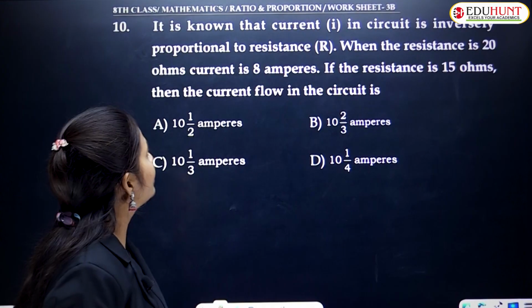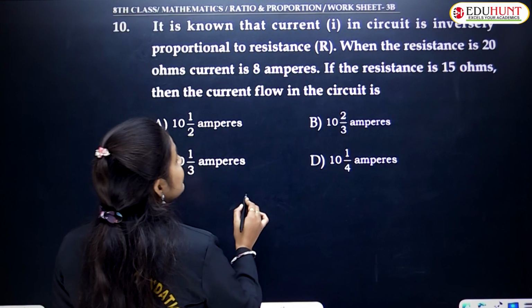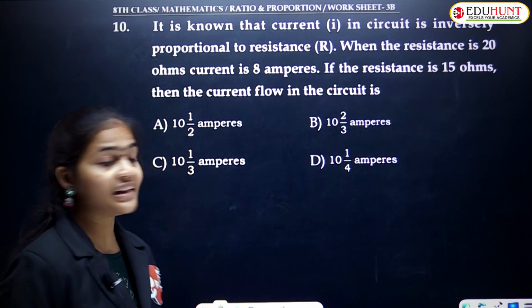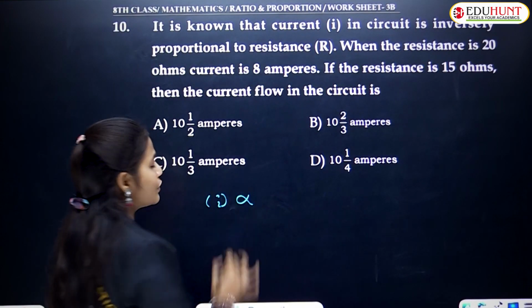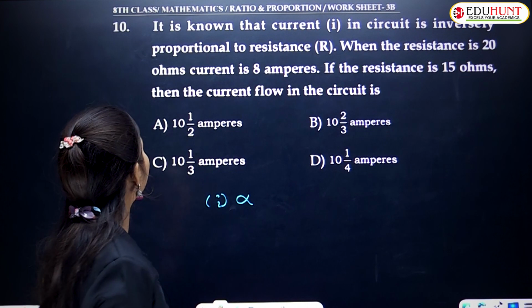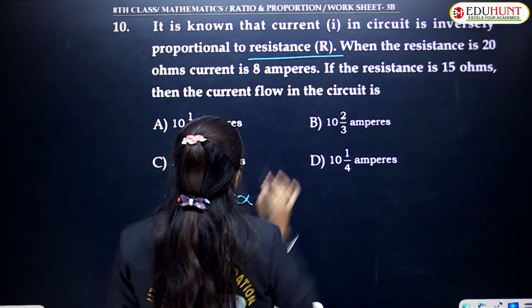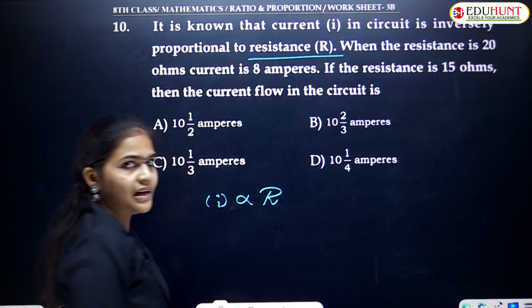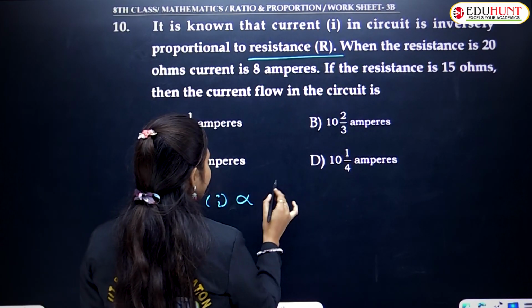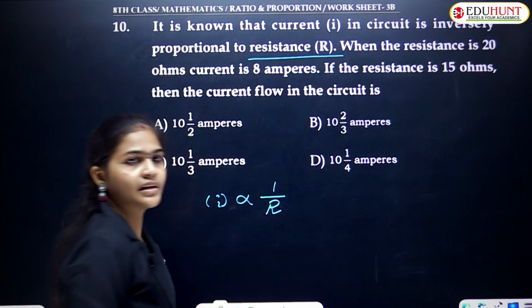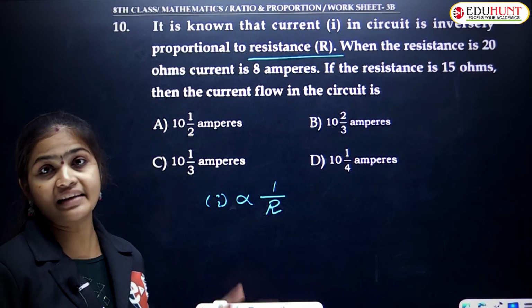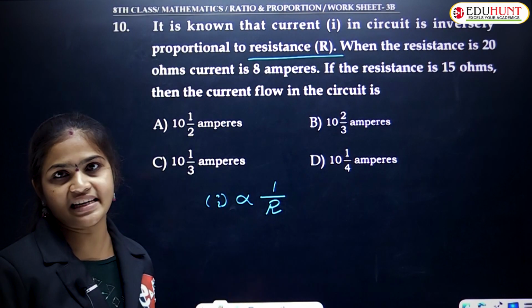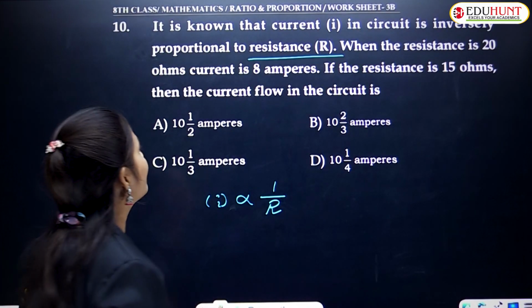It is known that current in a circuit, so in a circuit, the current is I. That is inversely proportional to resistance R. Capital R. Okay, inversely proportional they said, no? So 1 by R. Understand? So if two quantities are inversely proportional to each other, then their product will be constant.